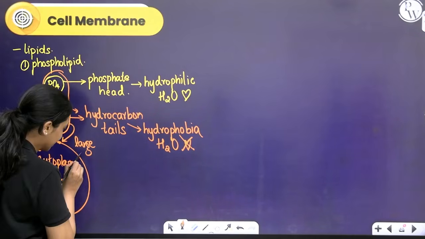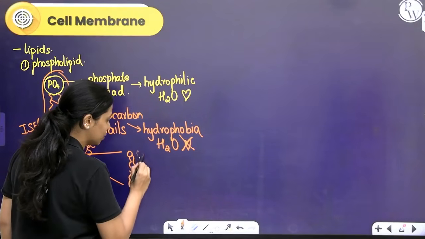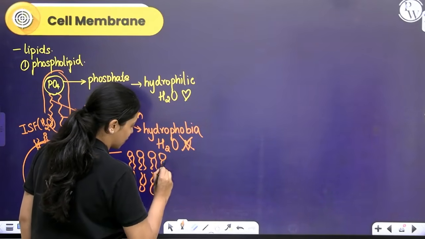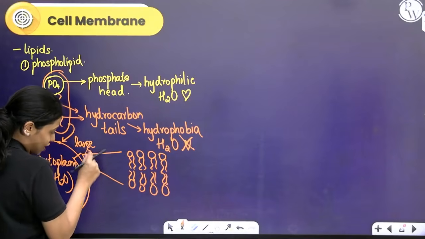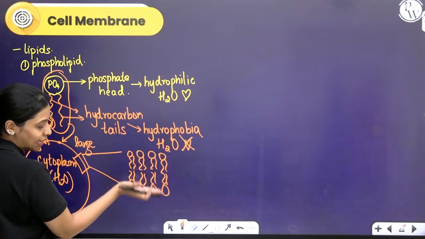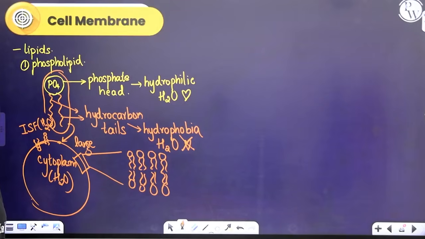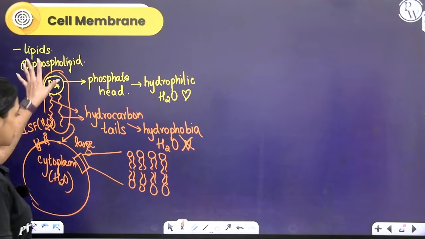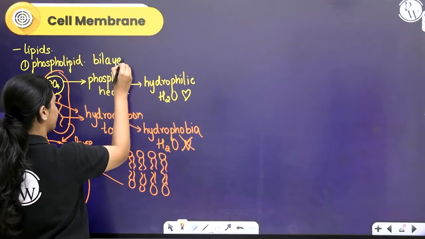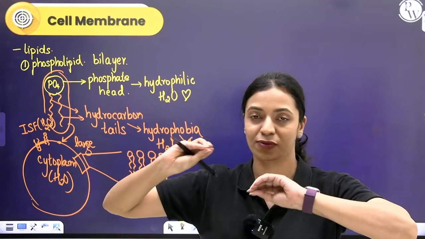So basically within this membrane, you can see that the phospholipids are arranged in two layers, such that outside the hydrophilic heads are facing, and towards the inside also hydrophilic heads are facing. In between, the hydrocarbon tails which are hydrophobic are present. So basically the phospholipid exists as a bilayer. Because there are two layers, it's called a phospholipid bilayer.